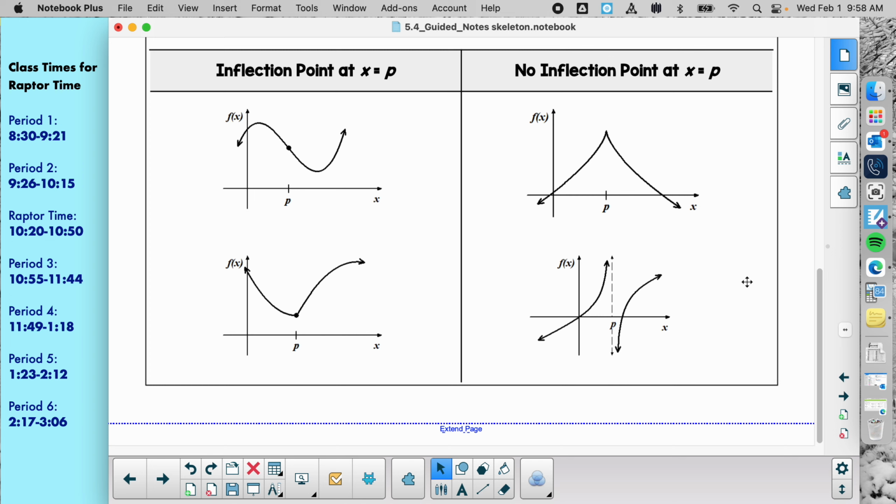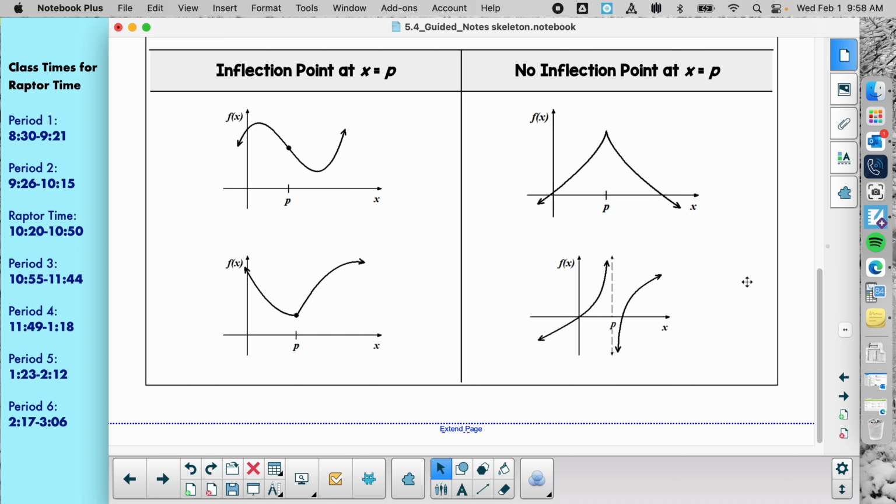I guess I should ask about these four pictures. They're already drawn, it's not like we need to do anything. Does anybody want me to explain how come the ones on the right don't have an inflection point, but the ones on the left do?